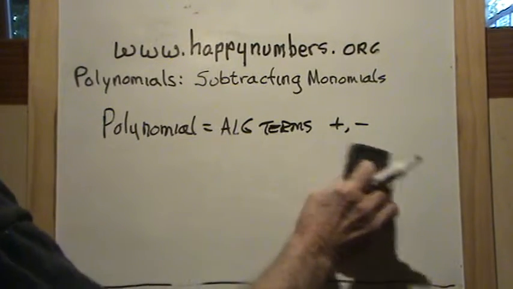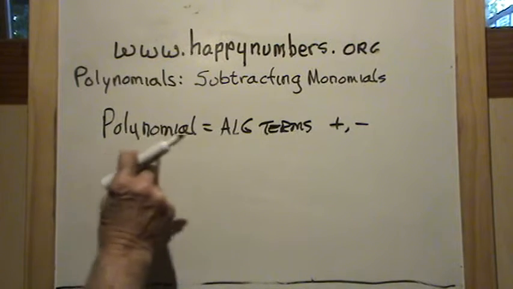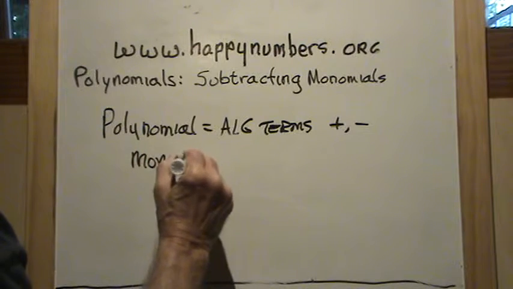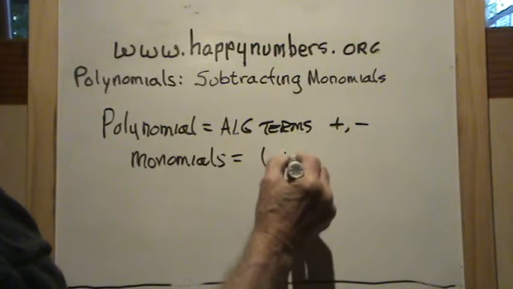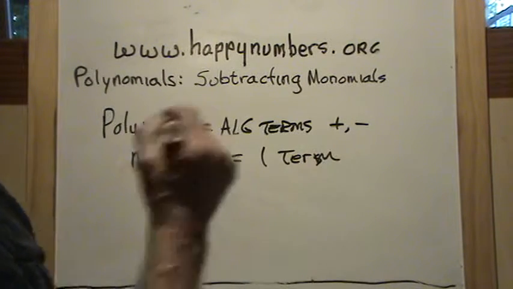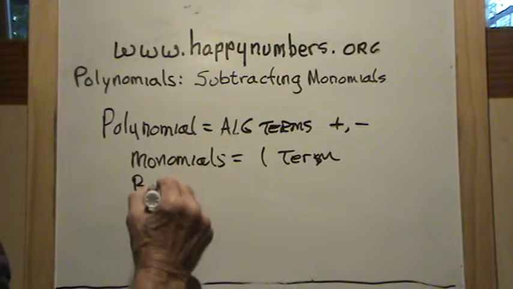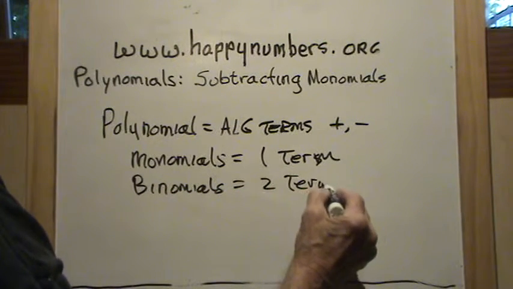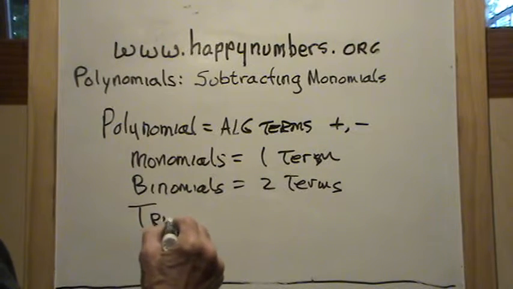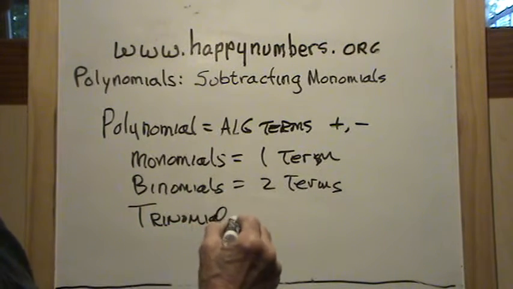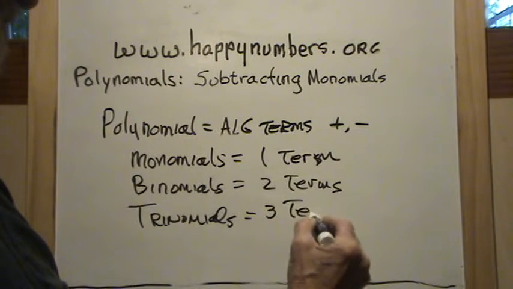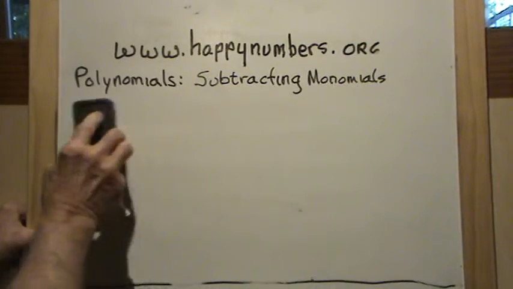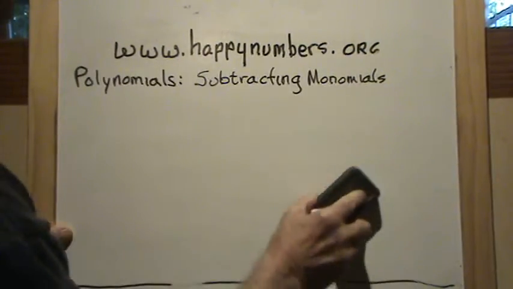And then the other thing is polynomials. There are three kinds of polynomials we're looking at. One is monomials, and that's one term. Then we looked at binomials, and that's two terms. And then we have trinomials, and those are three terms. Good.